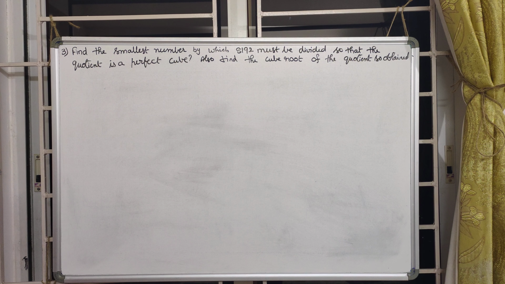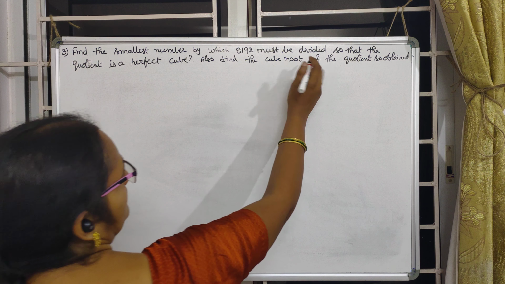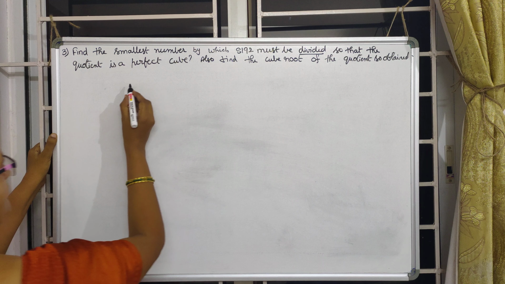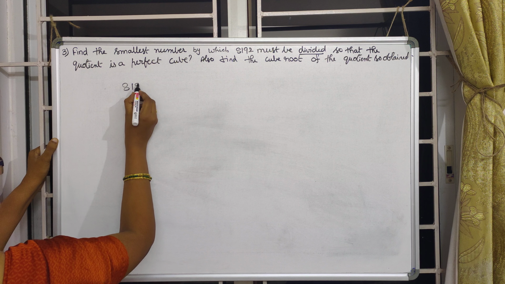Next example. Find the smallest number by which 8192 must be divided so that the quotient is a perfect cube. Also find the cube root of the quotient so obtained. Must be divided here. So first, I am finding the prime factorization.